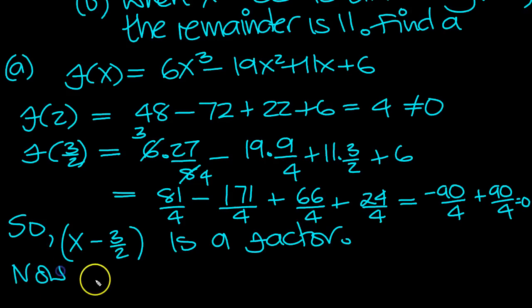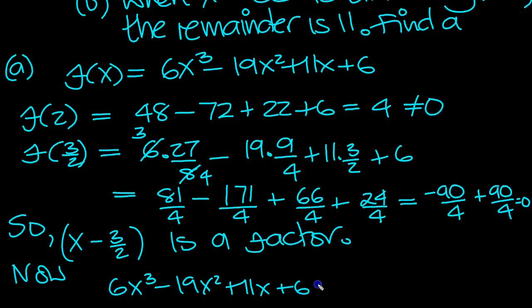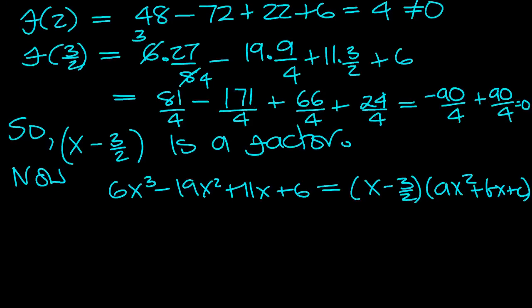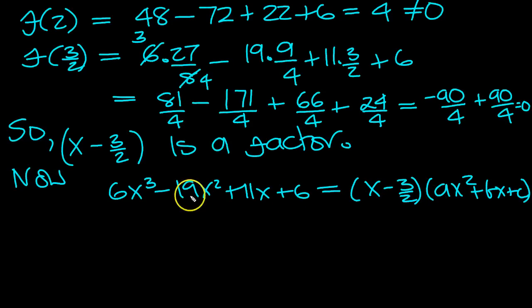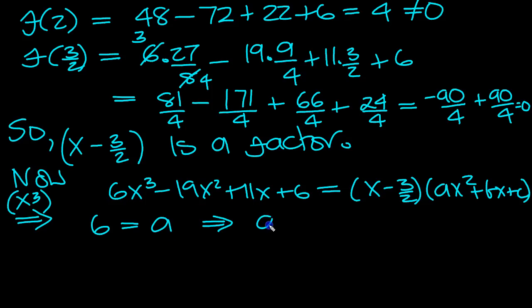Now, what have we got then? Well, the cubic, 6x cubed minus 19x squared plus 11x plus 6, is equal to x minus 3 over 2 as a factor, and that will just leave ax squared plus bx plus c, and we need to find out a, b, c first. So a needs to be 6. If we equate the x cubed terms, on this side we've got 6. The only x cubed arises from this expansion here, so a equals 6.